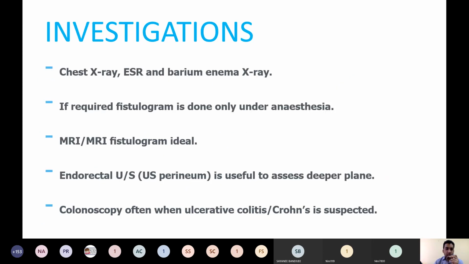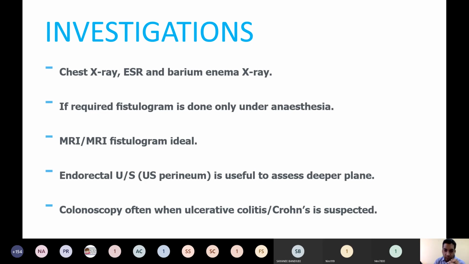Now the investigations. Basically you perform certain tests to rule out certain diseases. Chest X-ray and ESR are done to rule out tuberculosis. Barium enema is done to rule out carcinoma. Colonoscopy is done to rule out ulcerative colitis and Crohn's. And there is something called a fistulogram, wherein you inject radio-opaque material into the fistula and take X-rays to see the path. Nobody does that anymore because we have advanced modalities.